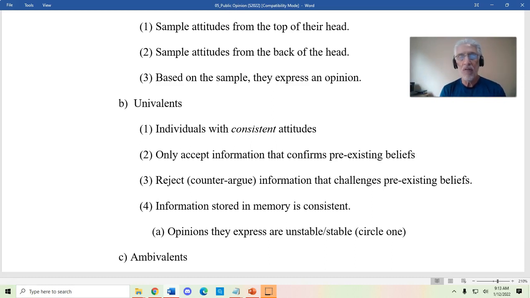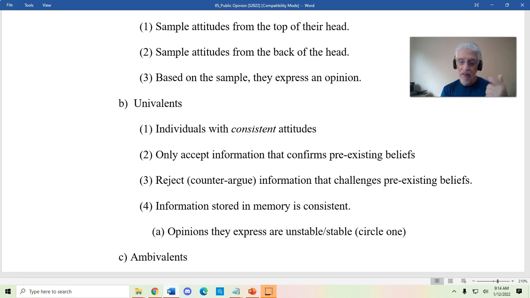They're going to say they approve. Even though they're doing a random sample, if all there are positive attitudes at the top of the head and positive attitudes at the back of the head, when they take that sample, they're going to say, I approve. And unless something changes, if they're asked the same question a month later, they're going to say, I approve. Because even though they're taking random samples, they're always going to wind up with more positive than negative attitudes.